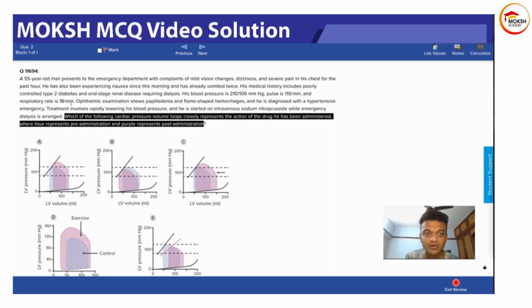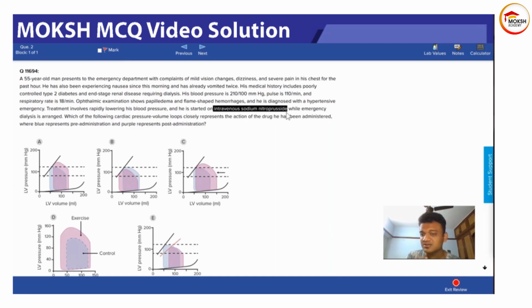If I was you, I would have read this: what is the PV loop change by the drug, and then I would see the drug. There are many questions in this same format. This is a typical step 1 question. You'll go into this and you will know, yeah, it's 210 and malignant hypertension and there is papilledema. But I didn't even read that. I just saw what will be the PV loop change due to sodium nitroprusside.